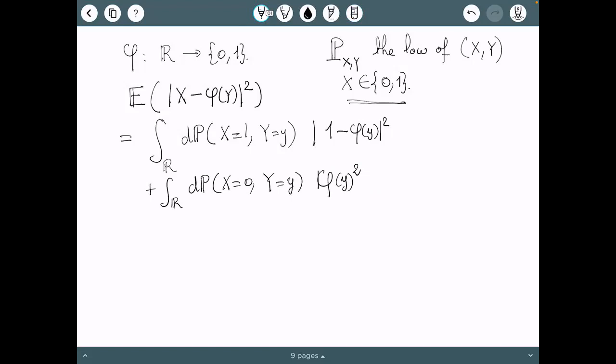And now what I do is the following. I will use conditional probability that Alex was mentioning before. So I will say that this first probability is the same as the integral of dP_Y(y) times the probability that X equals 1 given Y equals y, times 1 minus phi of y squared. This is just Bayes formula.